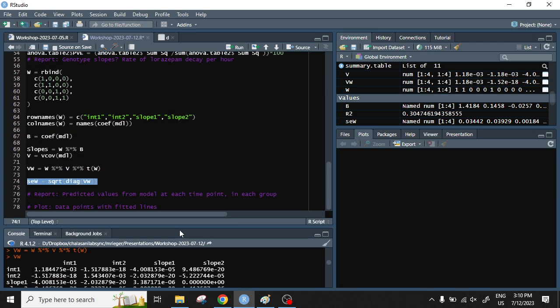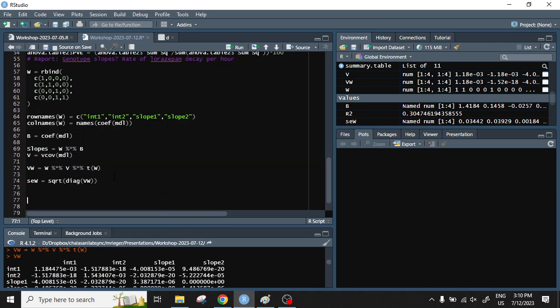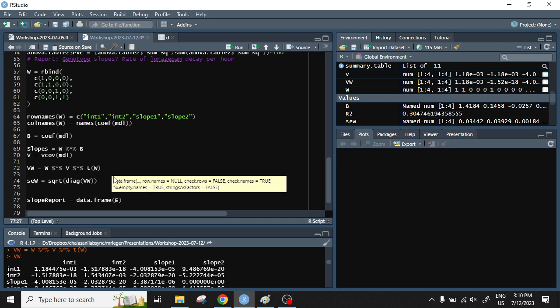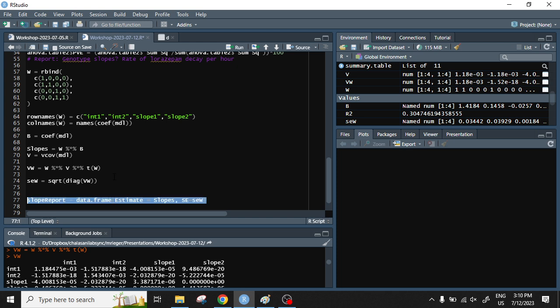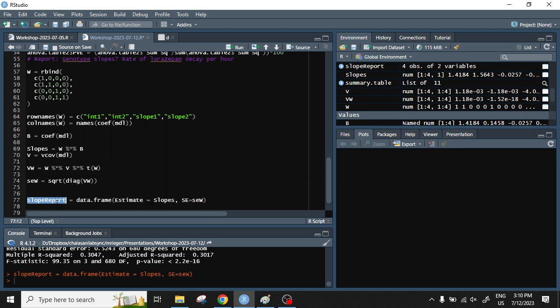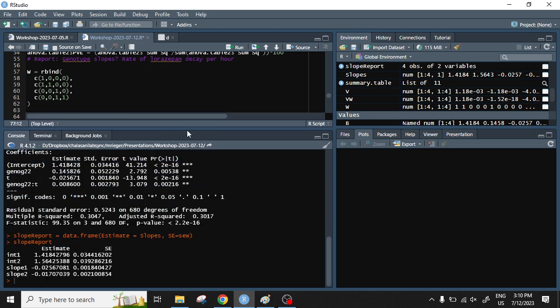So now, if I wanted to report something, I could say, let's call it the slope report, is a data.frame where we call this, in R speak usually, the estimate. That's equal to slopes. And then the standard error is equal to SEW. And you can see that because we've named these rows and columns, these propagate as the names of the rows the whole time, which is really nice for presentation, right?